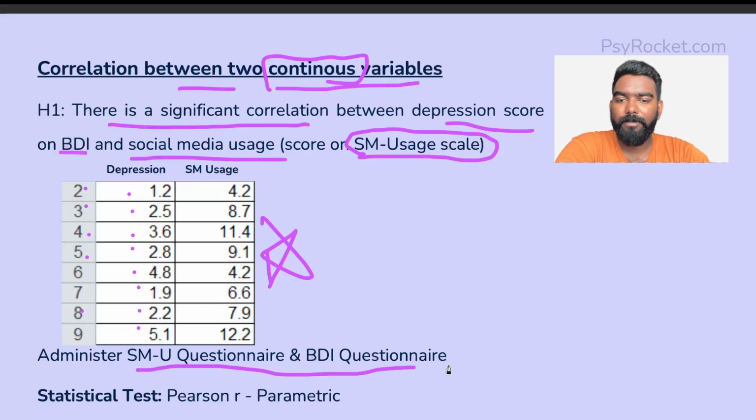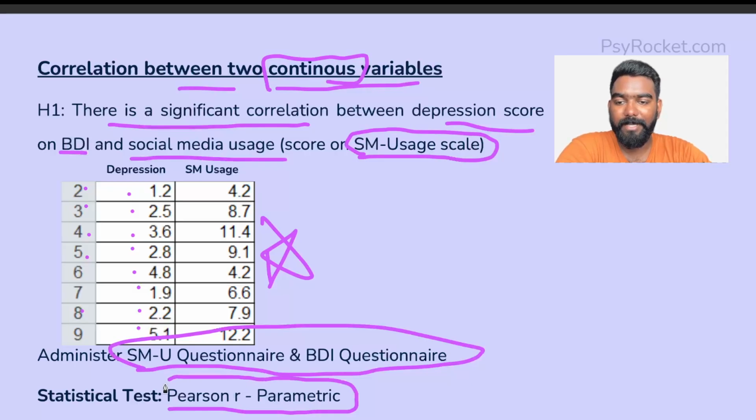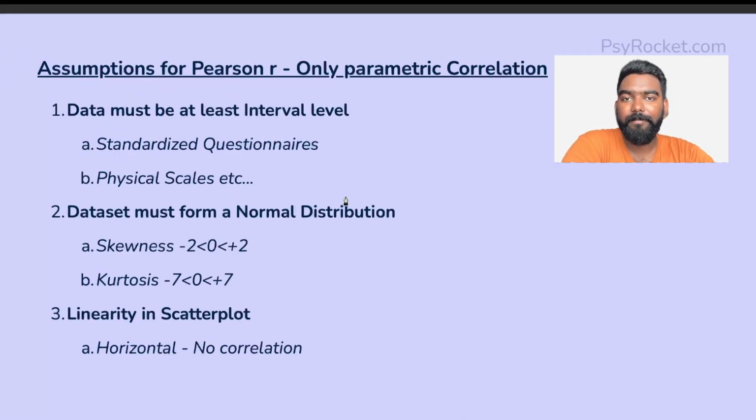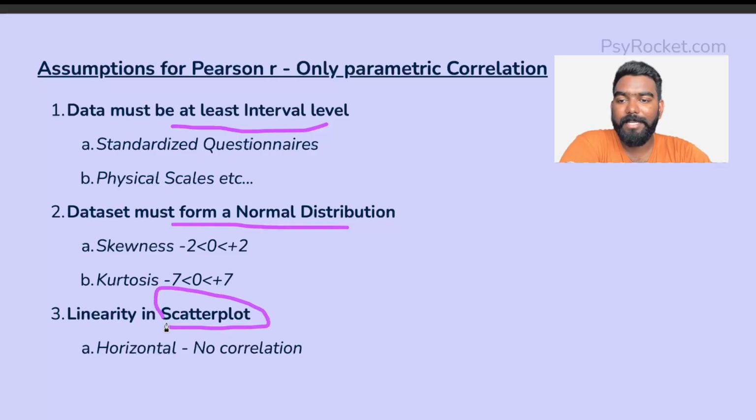You will administer both the questionnaires to those participants, and the statistical test needed to check this correlation is Pearson r. This is a parametric correlation. This is the only parametric correlation there is, when it meets certain assumptions. What are the assumptions for parametric correlation? Again, the data must be at least interval level, the data set must form a normal distribution, and there should be linearity in the scatter plot. What is a scatter plot and what is linearity, I will explain.